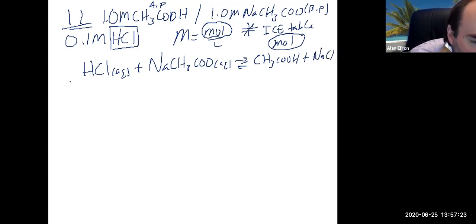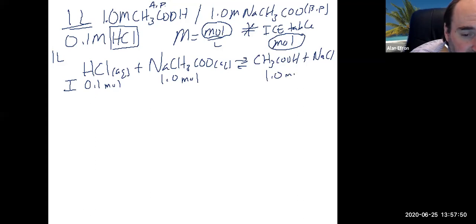And initially here, we want to do our initial in moles. So we're going to assume 1 liter of 0.1 molar HCl. So if you take 1 times 0.1, we get 0.1 moles. Our acetate, we have 1 liter of the buffer. So 1 liter times 1 is 1 mole. 1 mole over here. So remember, it is a buffer.